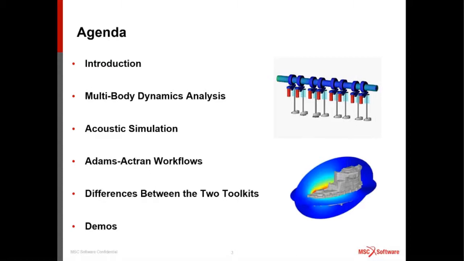After that, we will dive into the two different methodologies using which you can integrate Adams with Actran. There are two different ways you can do that. We will talk about that in the workflow section. After the workflow section, we will talk about the differences between the two toolkits. So if you are, for example, in the NVH department, or if you are an Adams user or an Actran user, which toolkit should you pick for your specific scenario? So we'll talk about that.